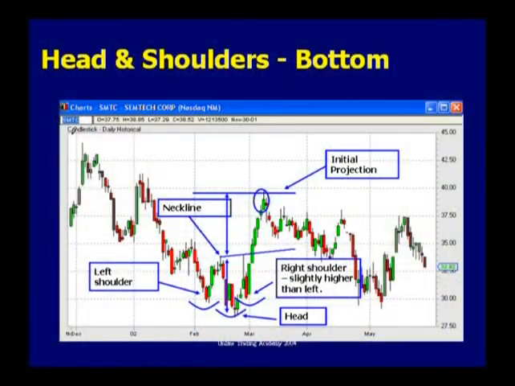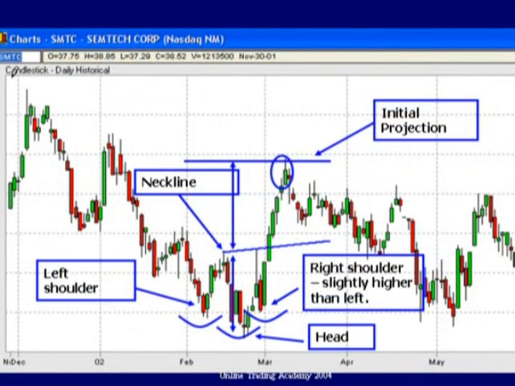Now, this one is really busy down here. Okay? This is an inverse Head and Shoulders, or a Head and Shoulders for a bottom. Again, this would be the trend reversal pattern for a downtrend. So we have to see a series of lower highs, and we do get them. Again, we see the left shoulder coming down here.